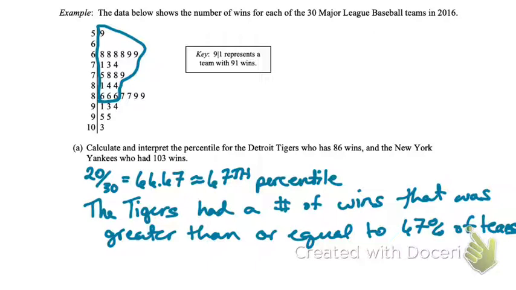Alrighty, the good old New York Yankees. They won 103 games. And can you find them in the data? The only one. They're at the top. So what percent did they do better than or equal to? 99.99. 100%. Now, this is where AP statistics deviates from real statistics.